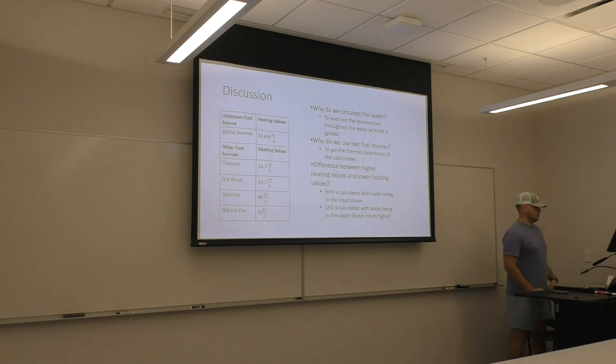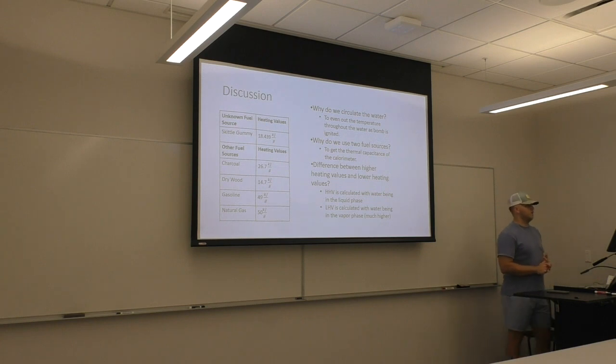So here's a little discussion. So we have the heating value for the Skittle gummy, which I think is the wrong value. I just changed it. But also we wanted to compare some other fuel sources, some similar, some not so similar. So we have the charcoal heating value, which is 26.7 kilojoules per gram. We also have dry wood, which is the closest heating value to the Skittle gummy. It's 14.7 kilojoules per gram. We have gasoline and natural gas, which are around 50 kilojoules per gram.